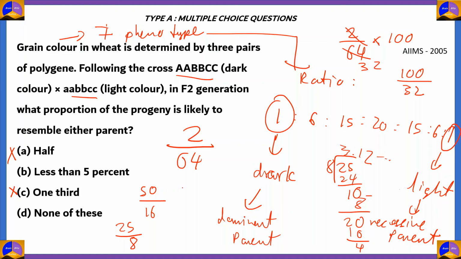So let's approximate it to 3.12%. So this is the percentage of the progeny which resembles either parent. And as you can see, that is less than 5%. So option B is right. And since option B is right, option D automatically qualifies to be the wrong answer.